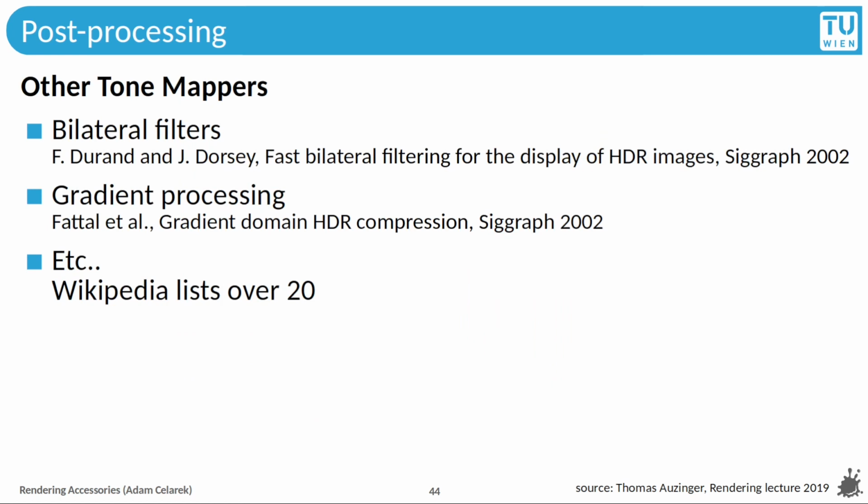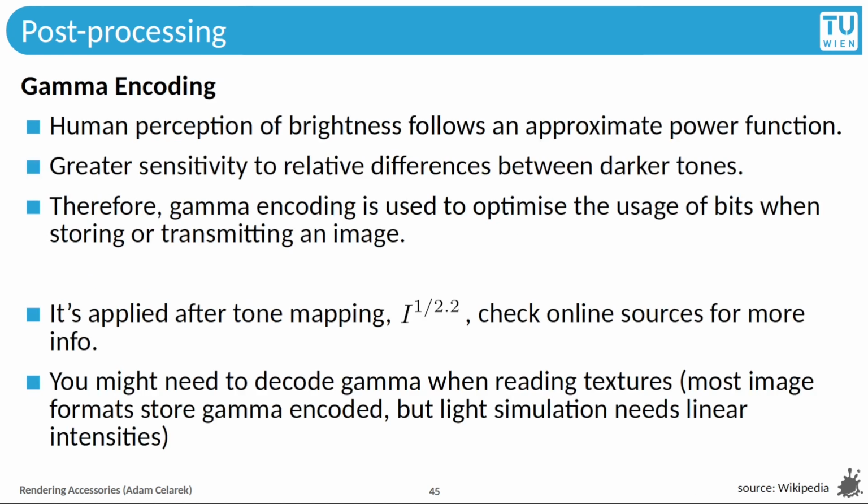Here is a reading list, but there are more on Wikipedia. Enough of tone mappers. Let's turn our attention to gamma encoding, something slightly different. Human perception of brightness follows an approximate power function. We have greater sensitivity to relative differences between darker tones. Therefore, gamma encoding is used to optimize the usage of bits when storing or transmitting an image. It's applied after tone mapping, simply I, which is the image to the power of 1 over 2.2.